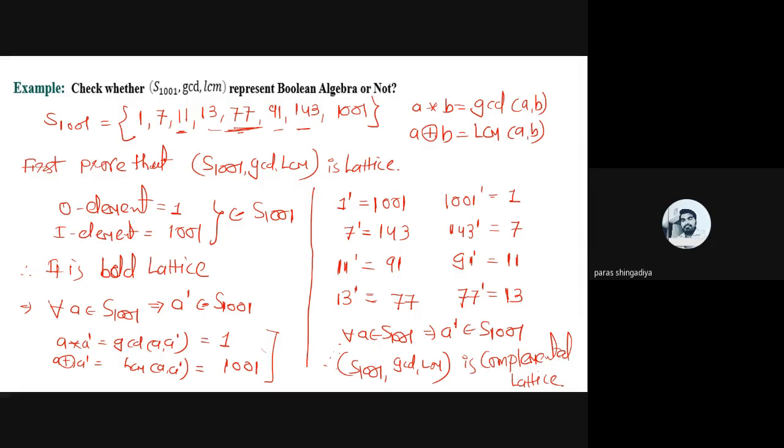Clear? So if we check this whole set, S1001, all values are odd. You check all the values, all values are odd. It means we can easily find the complement of each entry, because the GCD will be 1 when we compare any two numbers. Clear? If they are not divisible there.